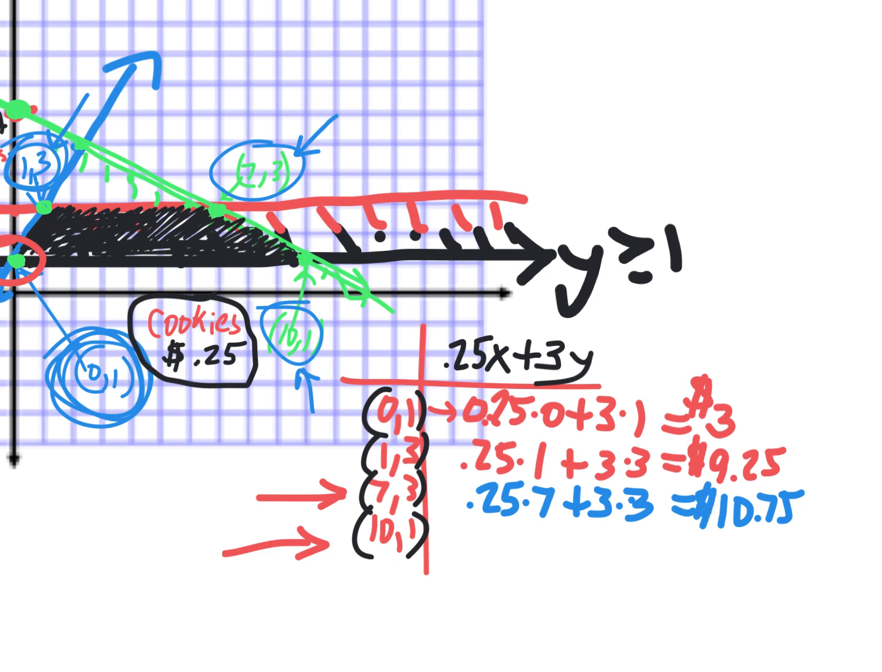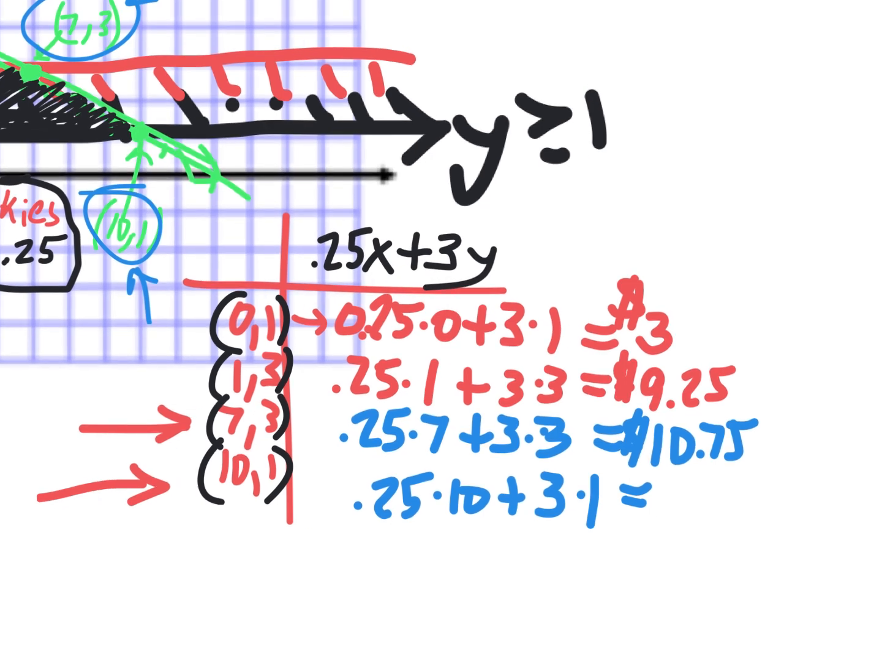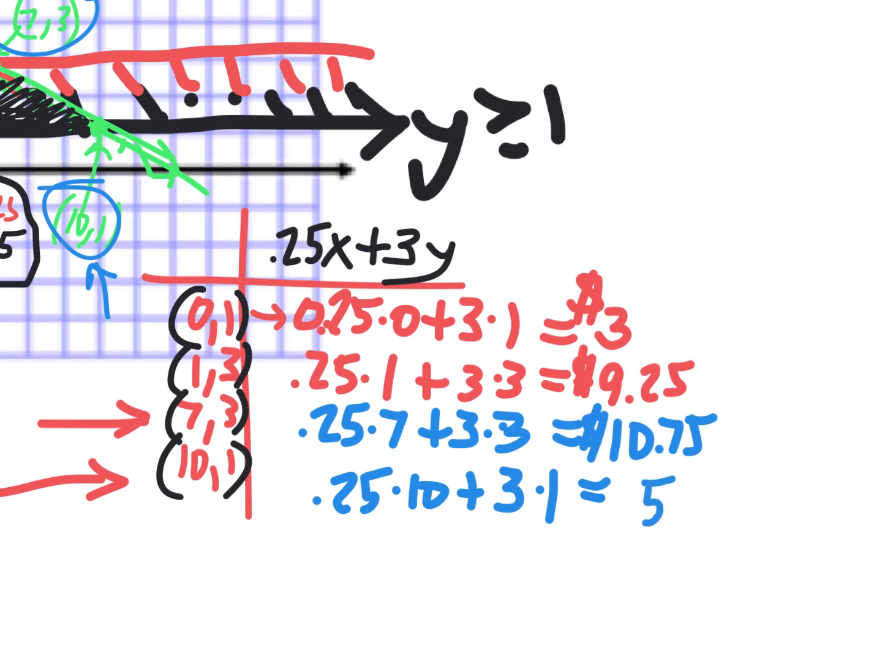This test allows calcs. And last but not least, 10 times the 25 cents. I should probably write it the other way around. 0.25 times 10. Plus 3 for each y. 3 times 1. $2.50 of the quarters, plus another 3. Anybody verify 5.50? Cool.